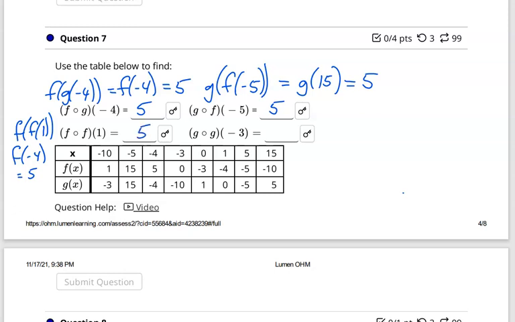Let's find out here. G of g at negative 3. Well, g of negative 3, negative 3 in, g gives me negative 10. So that means it's equal to g of negative 10. Negative 10 in, g gives me negative 3 out.